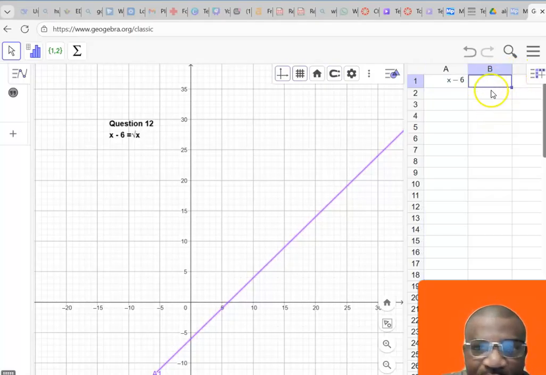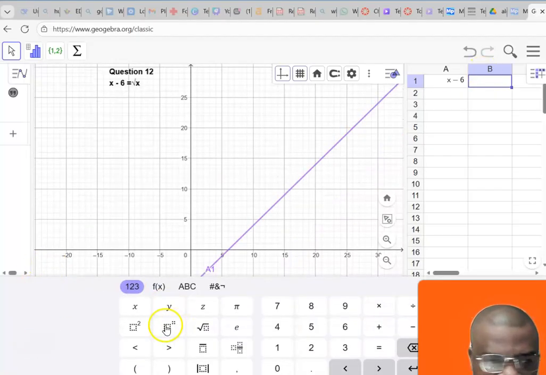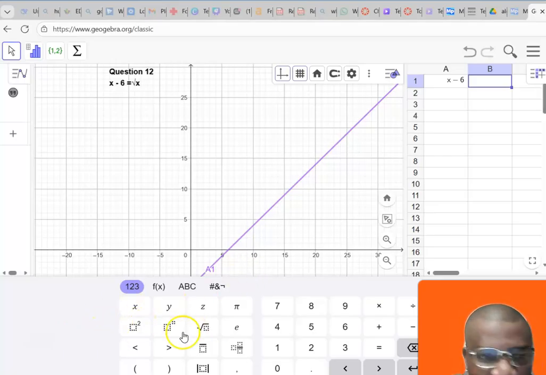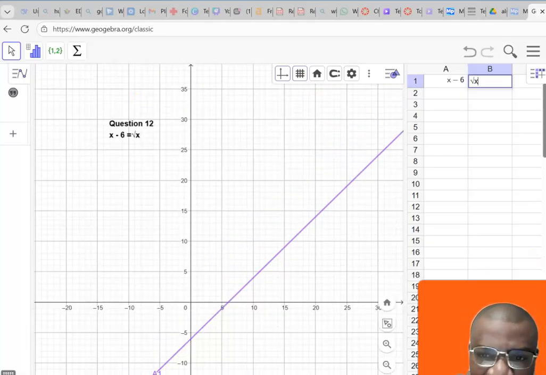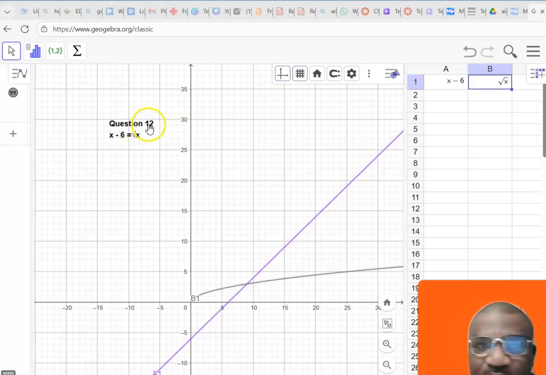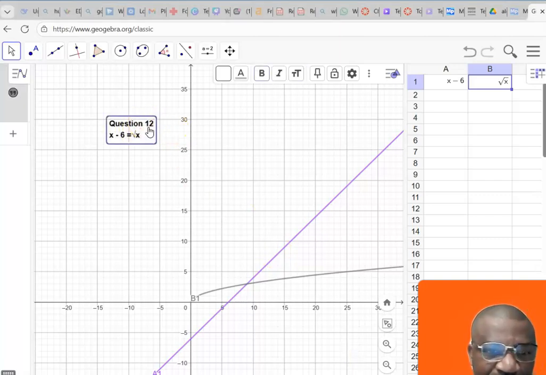Okay, so here we say the square root of, we can use this software keyboard here. We're looking for the square root. This is the square root sign here, and the x is also here. We click on this x. Good. You can also close it, and also delete this, so that we have a better view of the graphical expression of this problem.